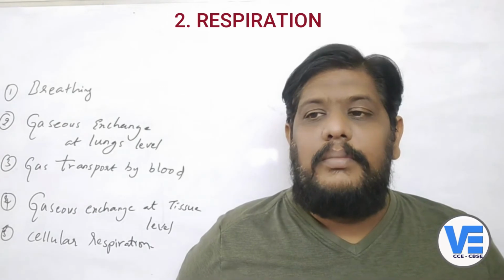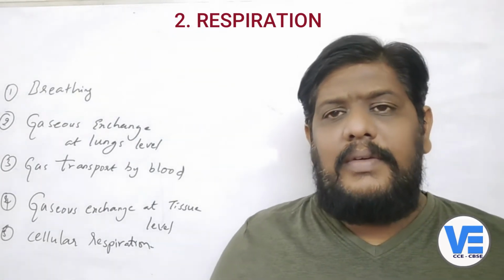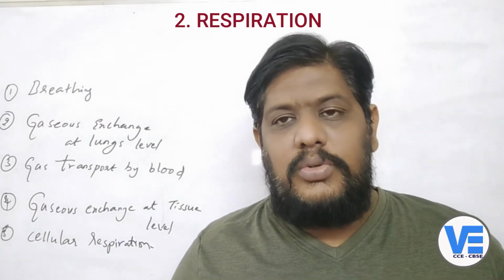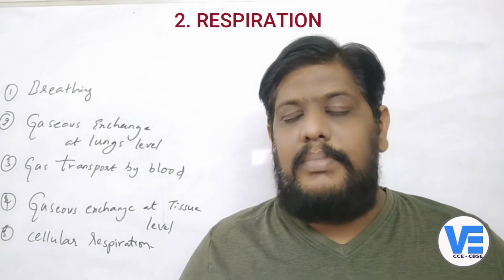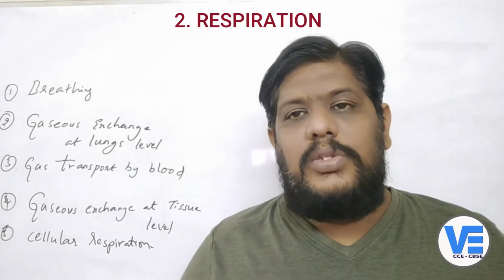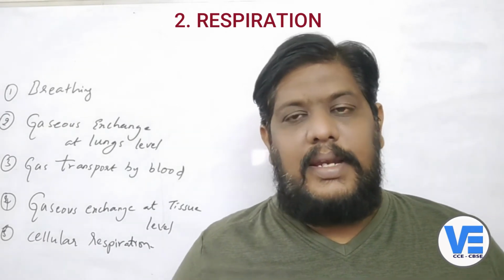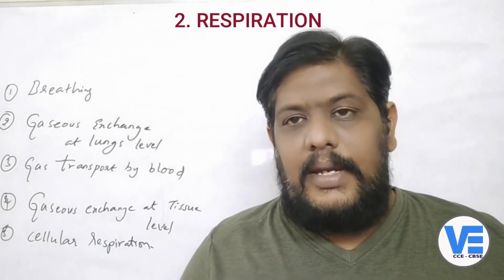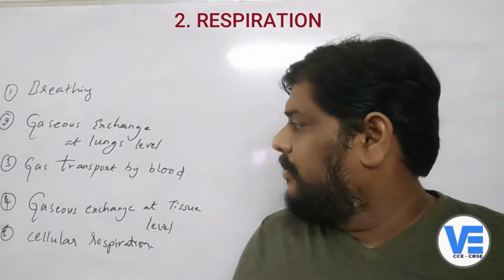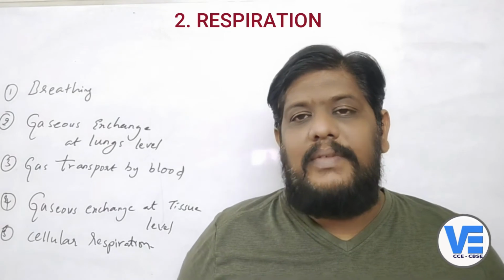Also, the carbon dioxide which is produced in the tissues will be brought back by the blood. So blood is the one which transports the oxygen and also brings back the deoxygenated blood, that is the blood filled with carbon dioxide, to the lungs once again. So this is how the third point goes. And the fourth one is exchange of gases at tissue level.